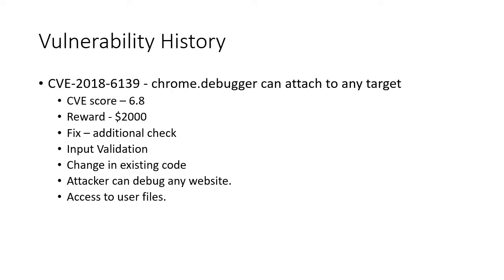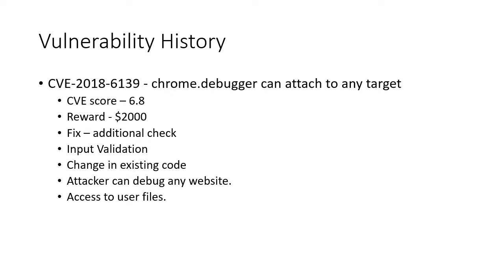But in this case, the debugger API was getting attached to any of the targeted websites, and this allowed attackers to persuade the user to download an extension, and even with that extension not having proper access to the website, this debugger API still allowed attackers to attach to any of the websites and debug them.